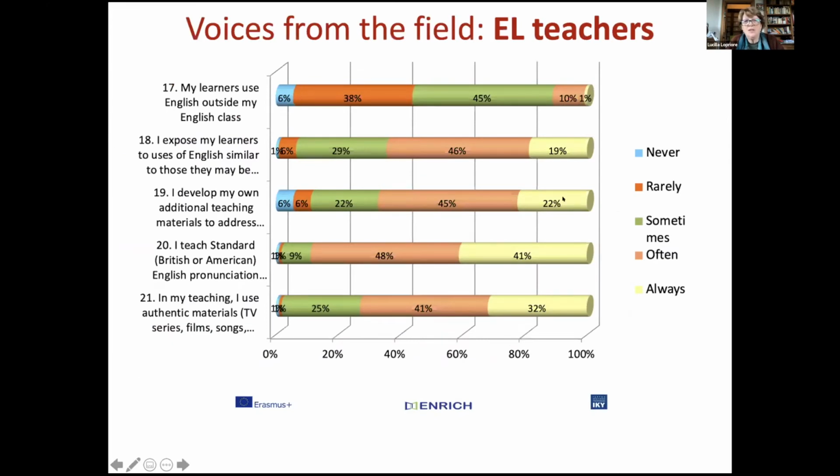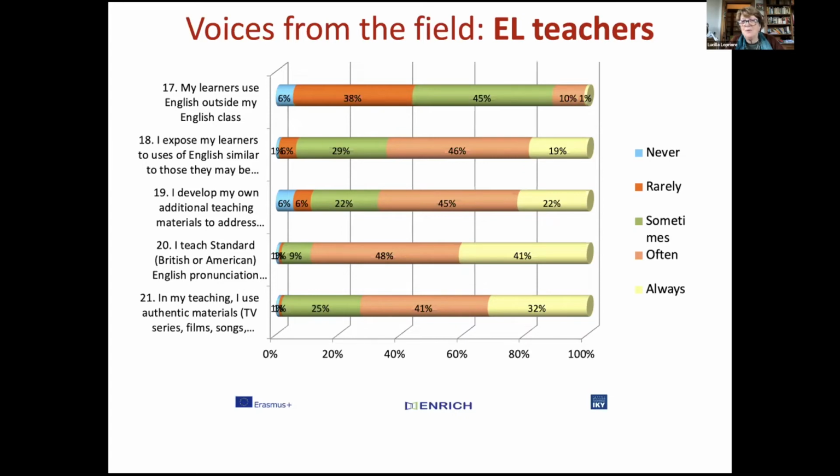This is quite an interesting graph. Have a look and try to remember these voices from the teachers, because they will be compared to the voices from the learners. What do they say? Remember that the colors, brownish and yellow, are often and always. So we should match them together and look at which the highest percentages are. The highest percentage tells us that they teach standard British or American English pronunciation.